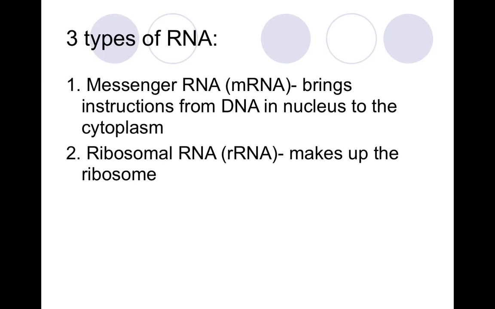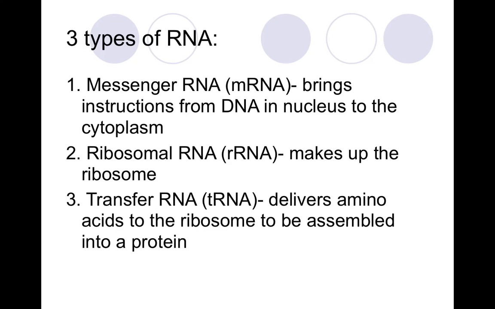The second type is ribosomal RNA, which is rRNA, and it is what makes up the ribosome. Remember from our chapter where we talked about the organelles, the ribosome is the site of protein synthesis. So this is where our proteins are made. Ribosomal RNA makes up those ribosomes.